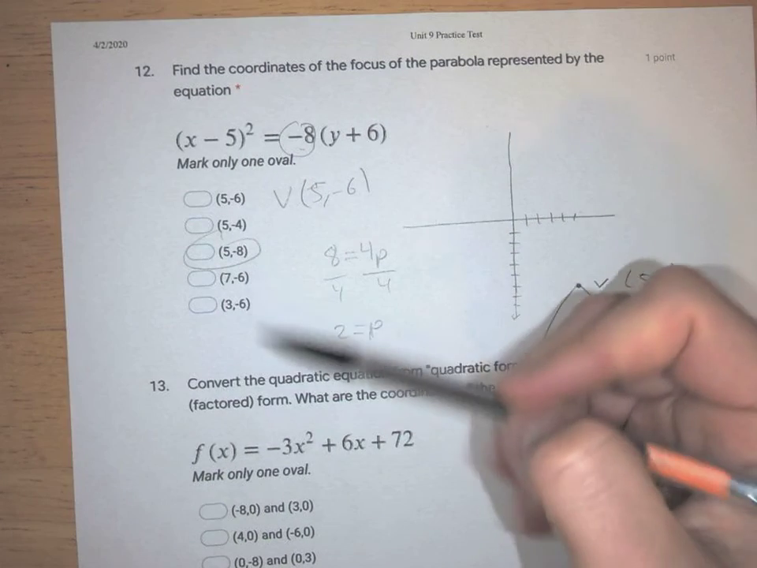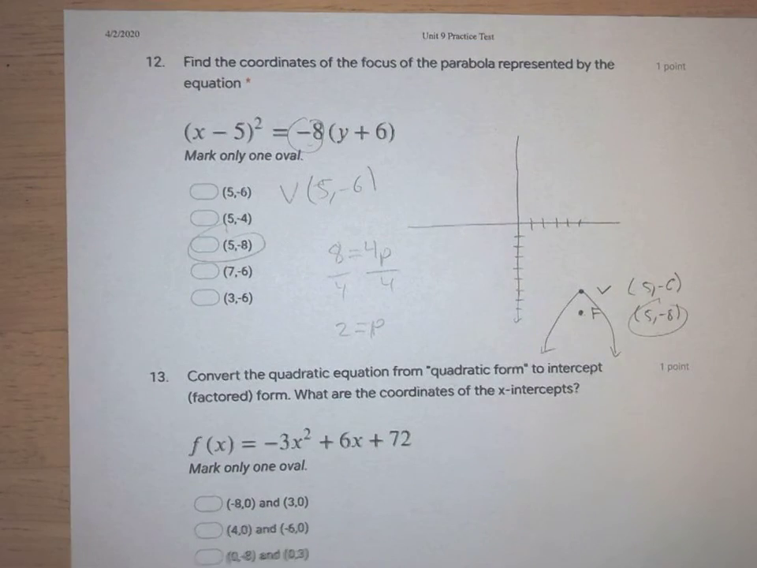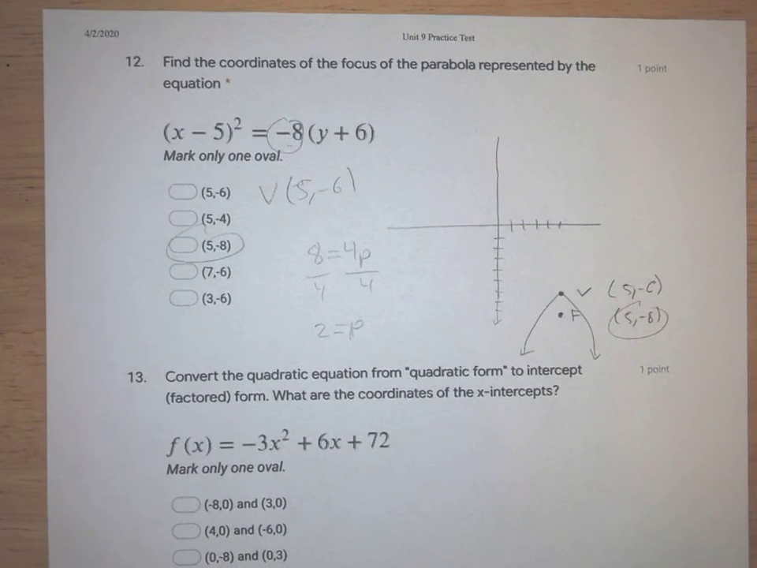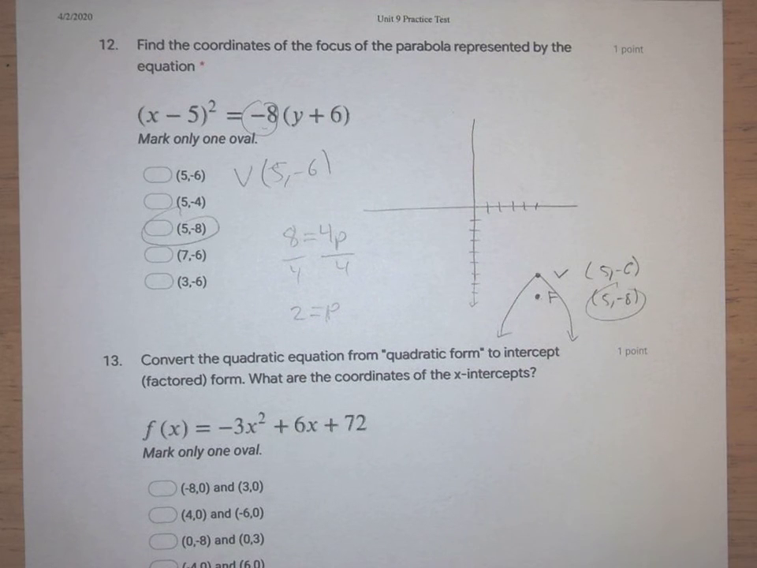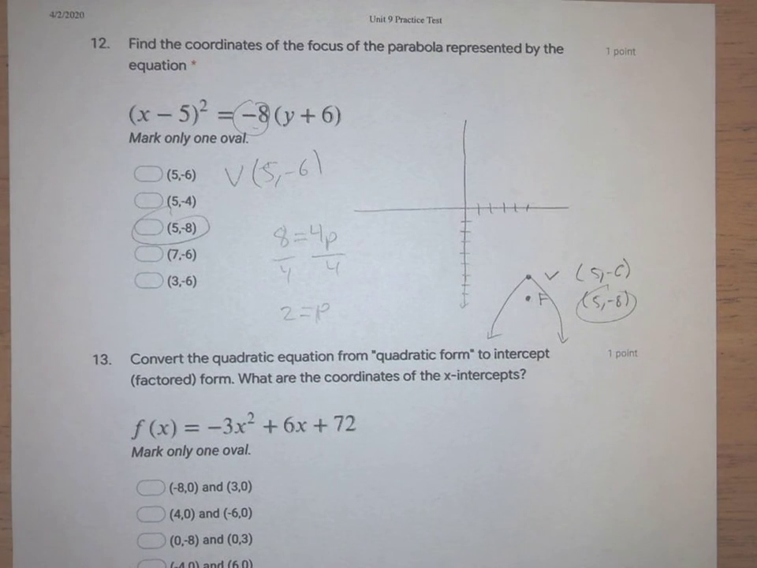Also the ordering of these might be different in the test that you take because I scrambled the answers for each test. But yep, that's how you find the focus when you're given an equation. Best way to do it is to graph it out. It's not the only way to do it, but I think it's the most surefire way, and it's the least confusing.